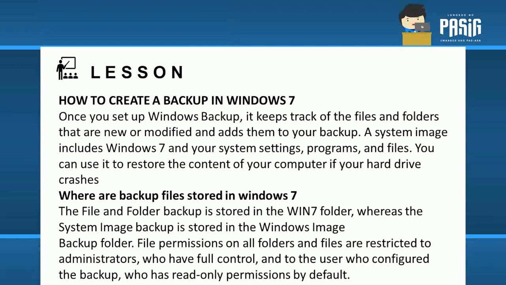Where are backup files stored in Windows 7? The file and folder backup is stored in the Win7 folder, whereas the system image backup is stored in the Windows Image Backup folder. File permissions on all folders and files are restricted to administrators who have full control, and to the user who configured the backup, who has read-only permission by default.